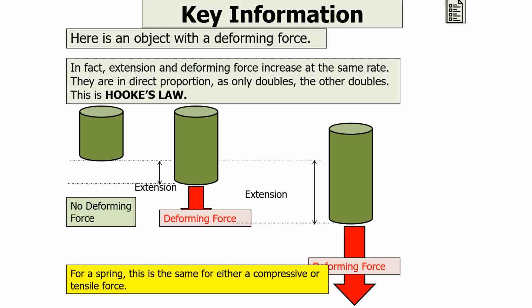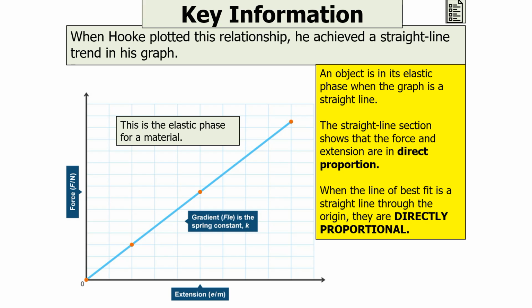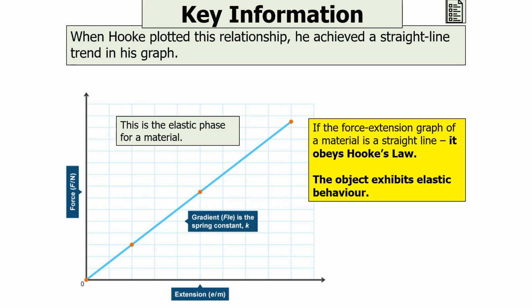Now for a spring, this is the same for either a compressive or tensile force, but it's not the case for all materials. So when Hooke plotted this relationship, he achieved a straight line trend in his graph. Now an object here is in its elastic phase when the graph is in a straight line. The straight line section shows that the force and extension are directly proportional. So when the line of best fit is a straight line through the origin, we know they're directly proportional. So here, if the force extension graph of a material is a straight line, it obeys Hooke's law. The object obeys elastic behavior.